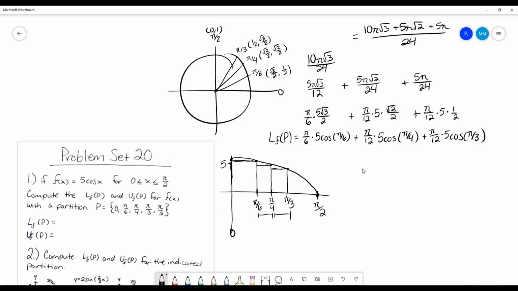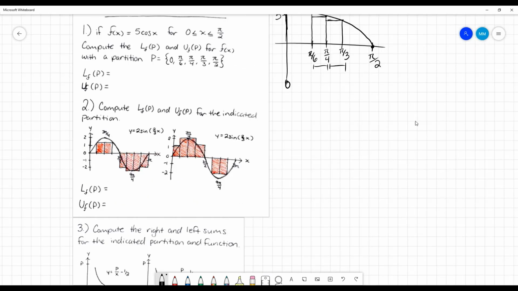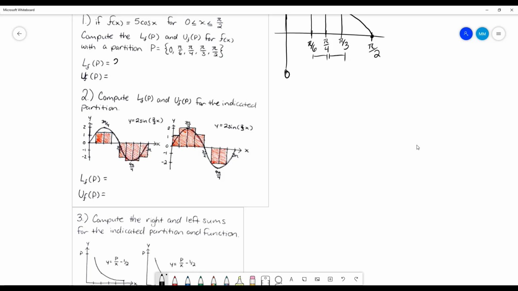And I would just put that into your calculator maybe to type that in. So let's see what that would be. So 10 pi times the square root of 3 plus 5 pi square root of 2 plus 5 pi divided by 24, and that's going to be roughly this here.